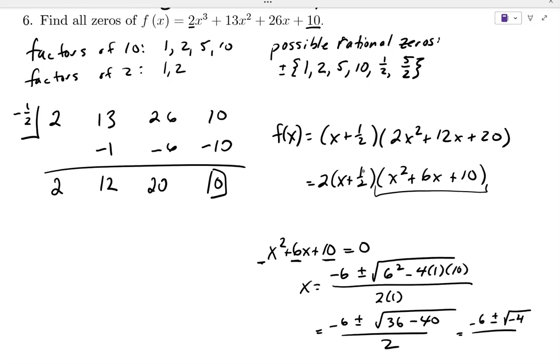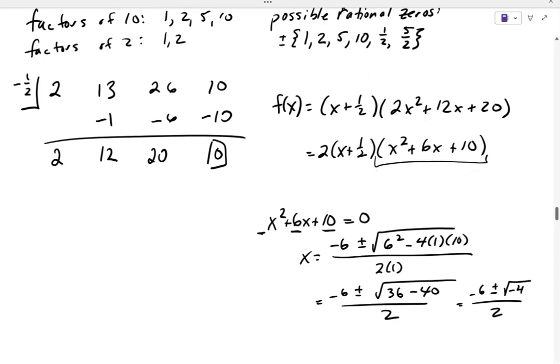So underneath the radical, we'll get a -4. So we've got -6 plus or minus the square root of -4, all over 2. We know that the square root of a negative tells us that we're going to have an i, and the square root of 4 is 2. So we get -6 plus or minus 2i, all over 2.